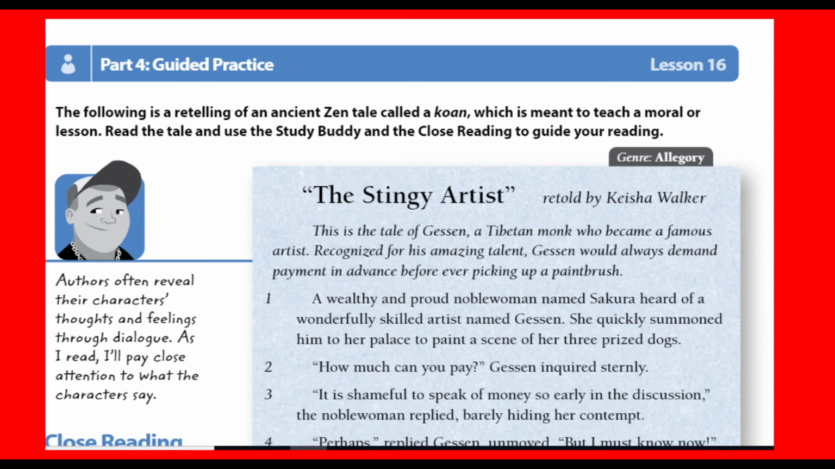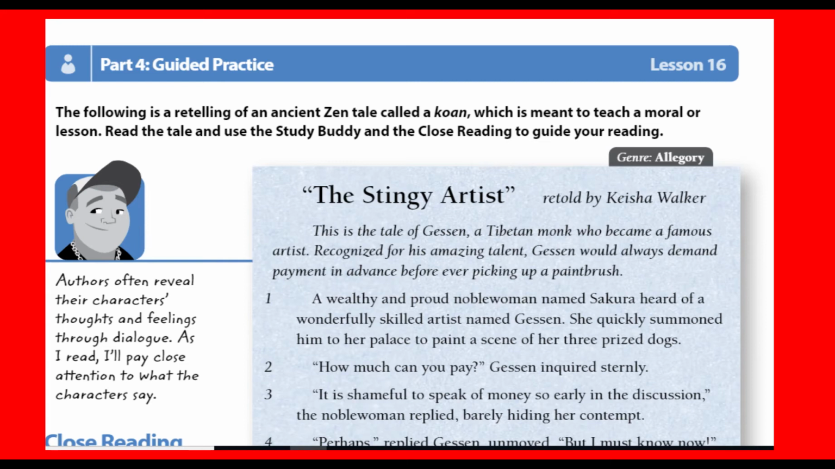Part 4 begins on page 164 in your Ready workbook. So if you don't have your Ready workbook out, go ahead and take a moment. Make sure you have out your Ready workbook, a pen or a pencil, and a yellow highlighter. Okay, so when you have all that out, we are ready to begin.